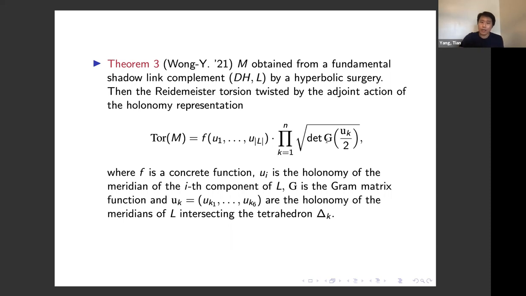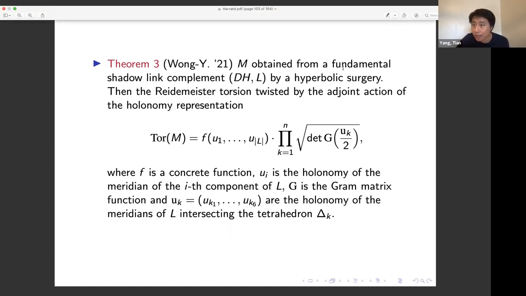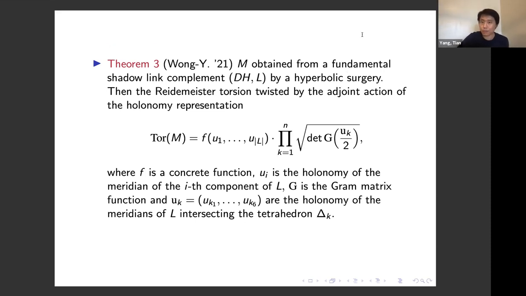I think this is one of the few works where the study of quantum invariants can actually help solve purely geometric problems. And I think I should stop here. Thanks. Thank you very much.